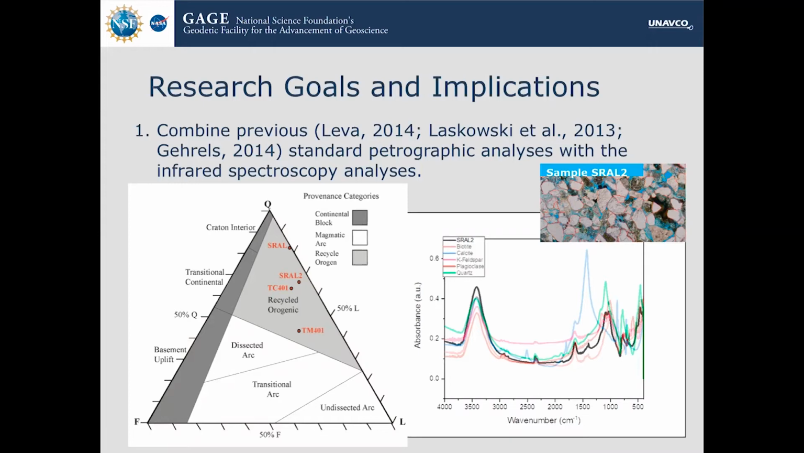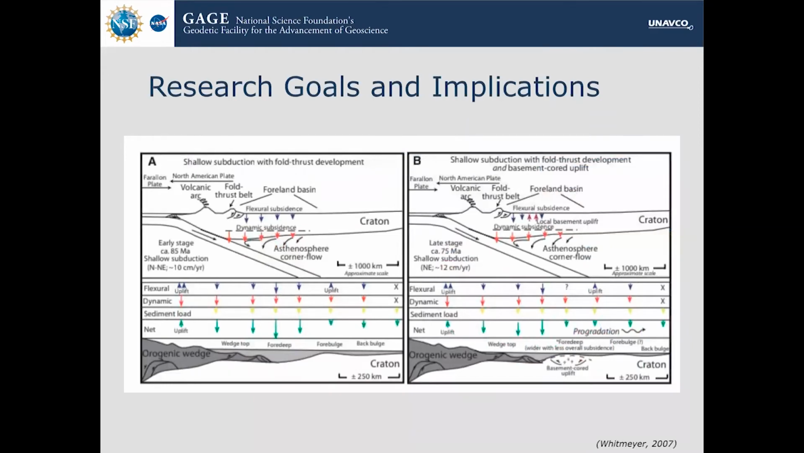So I wanted to combine these two methods because we wanted to get further insights into the fine grains in the samples, because they can tell us the role of basement-involved uplift and how it affected sediment composition and sediment dispersal patterns in the Cordilleran Foreland Basin, which is a very important basin. It's a very popular basin. So this is an example of going from the Cordilleran Foreland Basin as the Farallon Plate was subducting, to the late-stage shallow subduction.